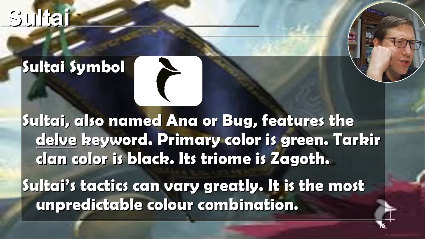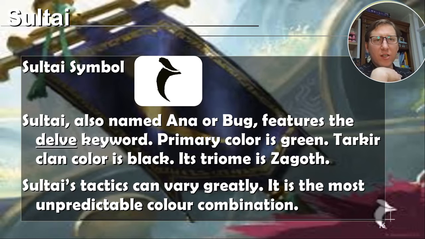Okay. Features the Delve keyword ability. Its primary color is green. Tarkir's clan color is black. Its triumph is Zagoth. Sultai's tactics can vary greatly. It is mostly an unpredictable color combination. Again, yeah, it is very unpredictable. If you don't want people to know what you're going to be coming in with, I think this is probably number one. It's my number one pick for just being like, I have no idea what they're going to do.